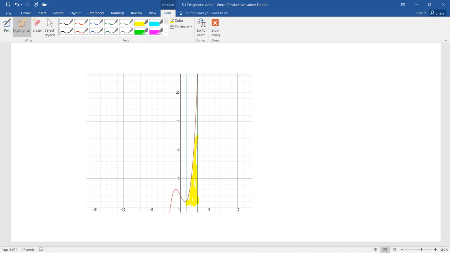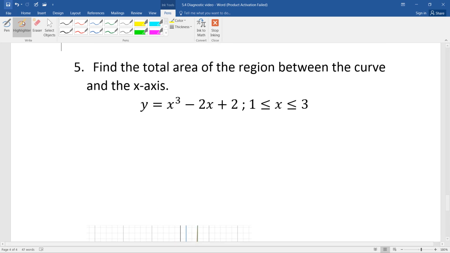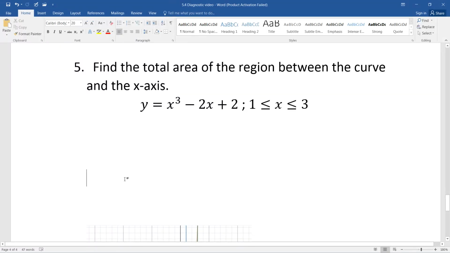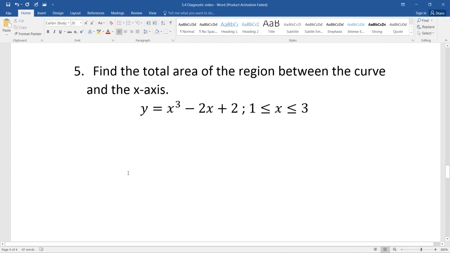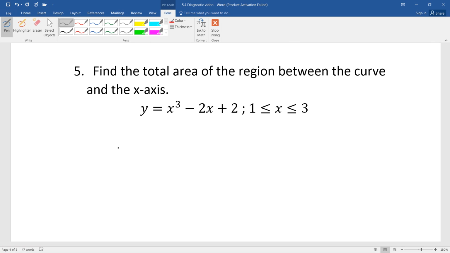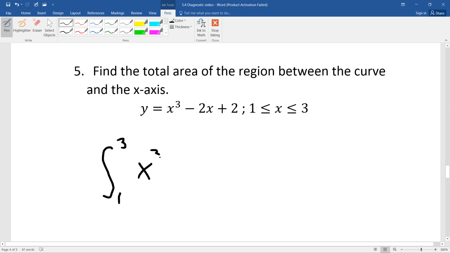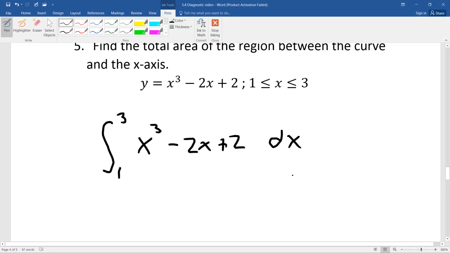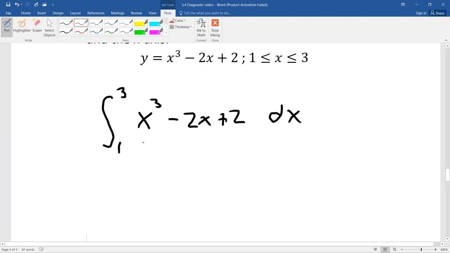And also, when we get our answer, we should be able to assess whether it's reasonable or not. So the answer is some number less than 20. Let's see what we get. By definition, this area we're looking for is the definite integral from 1 to 3 of x cubed minus 2x plus 2 dx. And the fundamental theorem of calculus says to find this definite integral, we can use antiderivatives.